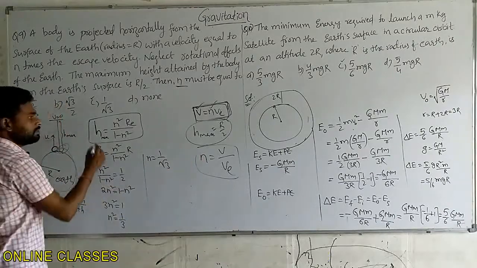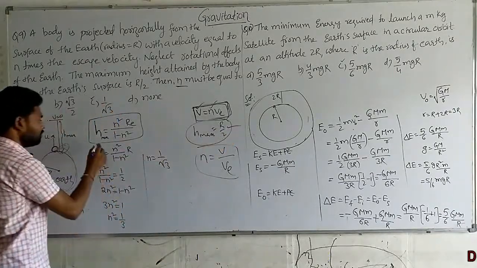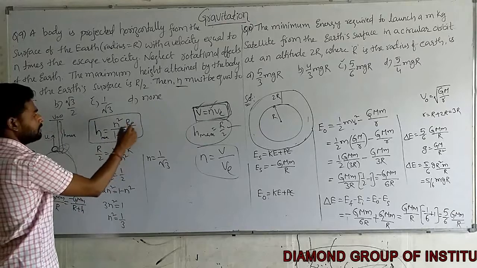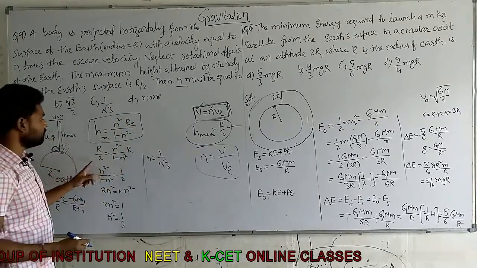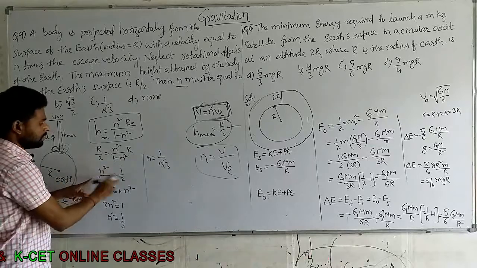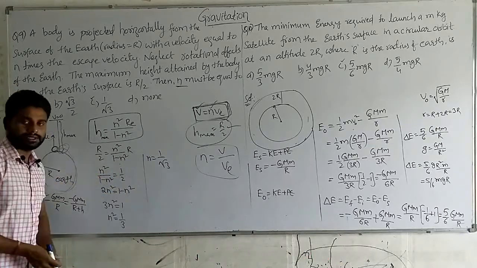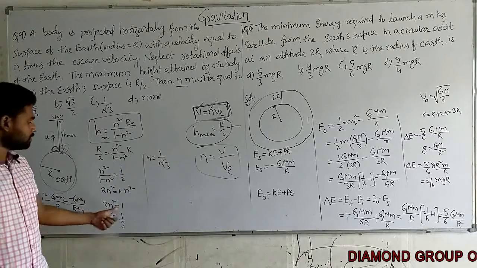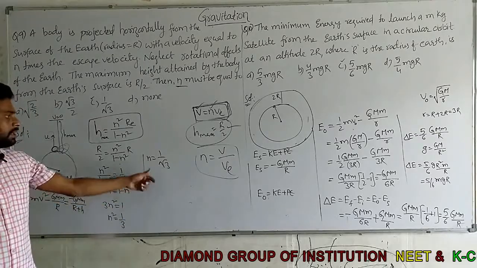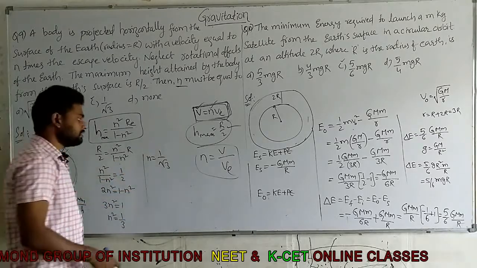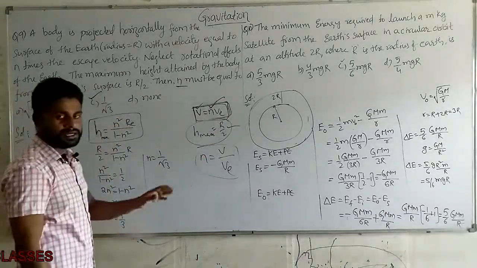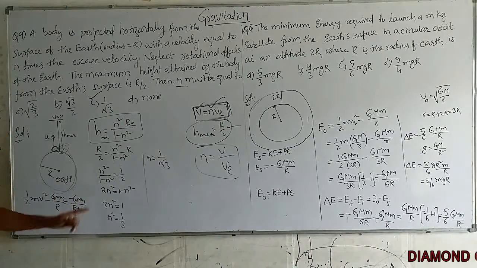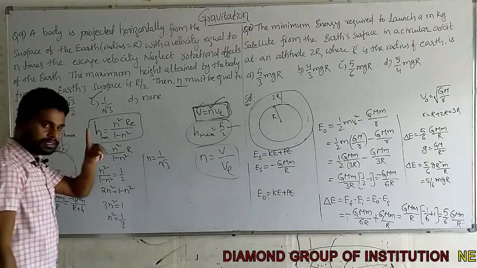So from here h max they have given R by 2. So h max equal to R by 2, n square by 1 minus n square, radius of the earth they have given R. Okay, R will be cancelled. n square by 1 minus n square equal to 1 by 2 we will get. So cross multiplication: 2n square equal to 1 minus n square, minus n square send this side, 3n square equal to 1, n square equal to 1 by 3, n equal to 1 by root 3. What is the n value? n value equal to 1 by root 3. C is the right option. Very easily we can solve. If we go through the long method, it will take more time. If we use this formula, it will take 30 seconds only.